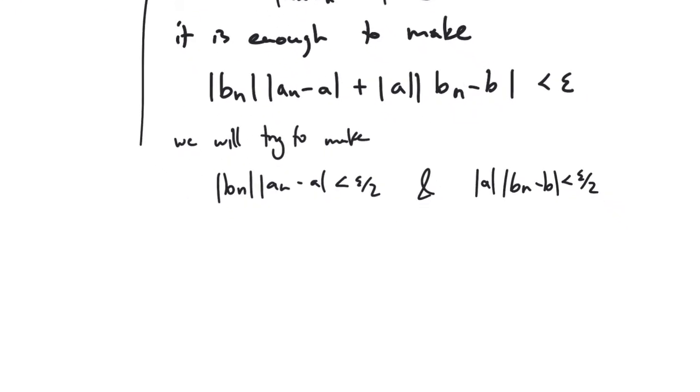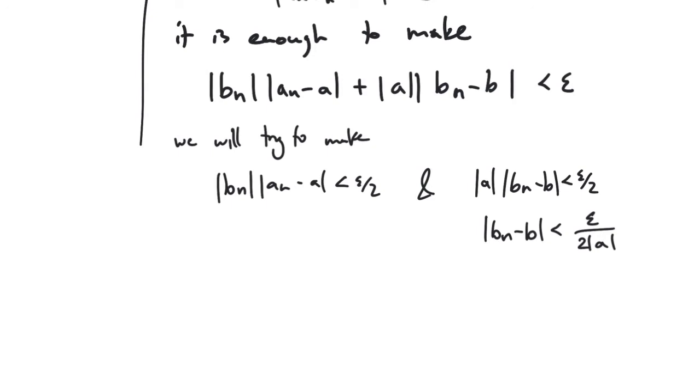And for these two things, actually, the second one is a little easier to handle. I'm just going to divide both sides by |a|. This says we need |bn minus b| to be less than epsilon over 2|a|, right? And it is possible to make bn minus b less than that because bn converges to b, and so we can make this less than whatever we want. It can be less than any epsilon. So that should be possible.